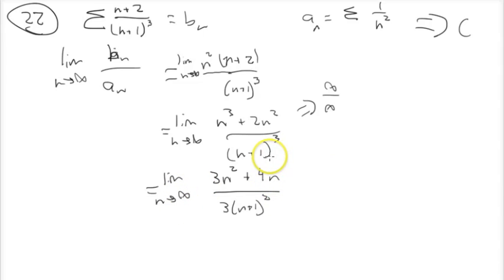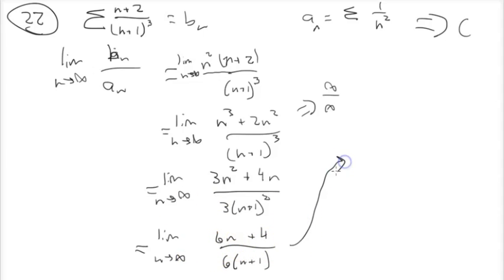When we plug in infinity, we still get an indeterminate form, so we're going to use L'Hopital's rule once more. That's a 6n plus 4 over 6 times n plus 1. We still get infinity over infinity when we plug in for n, so we use L'Hopital's rule another time, and I think this is going to be the last time. The derivative of the top is 6, the derivative of the bottom is also 6, and so this limit is equal to 1, and 1 is greater than 0.